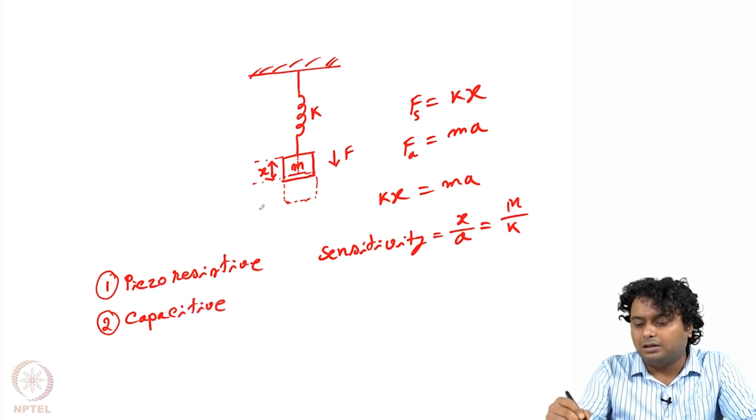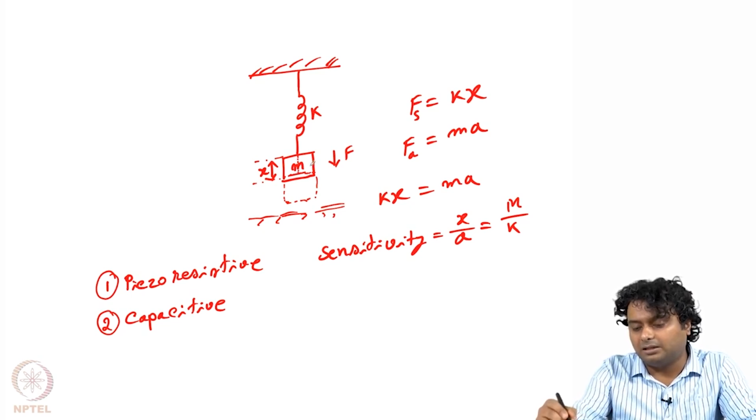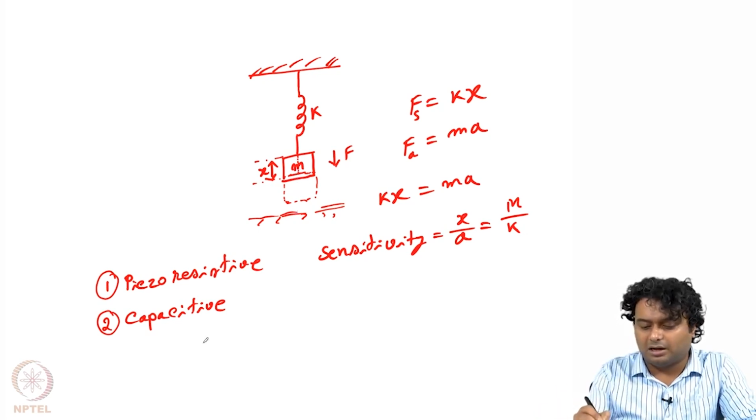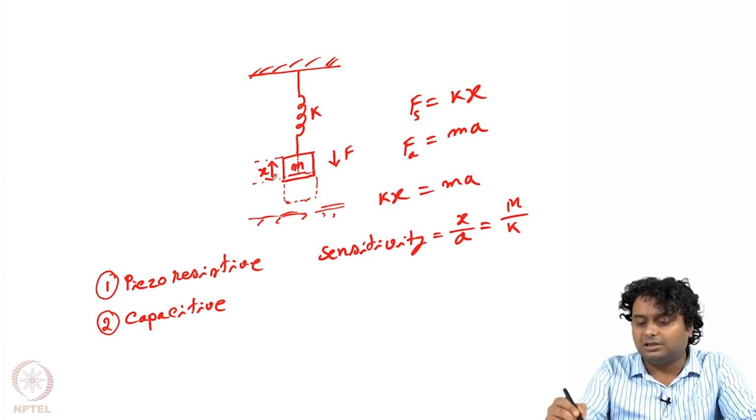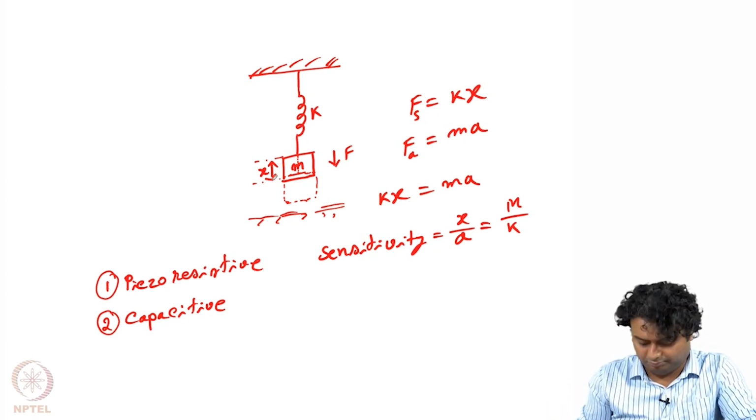So there will be some base plate here, and with that base plate we will measure, let us say if this is another plate, the top plate, this mass is the top plate, then how much is the capacitance between the top plate and the bottom plate, and accordingly we can measure the distance or the deflection of the mass.